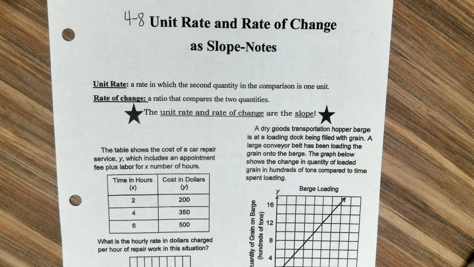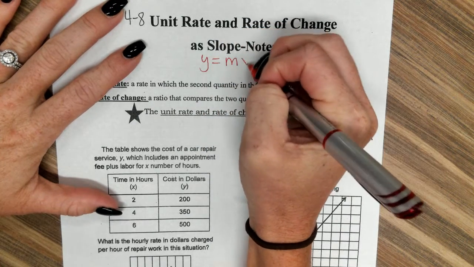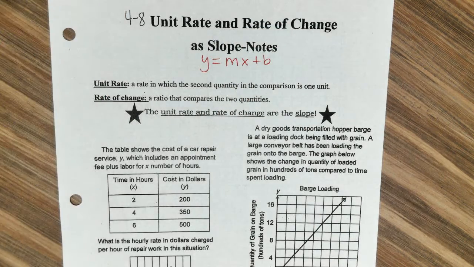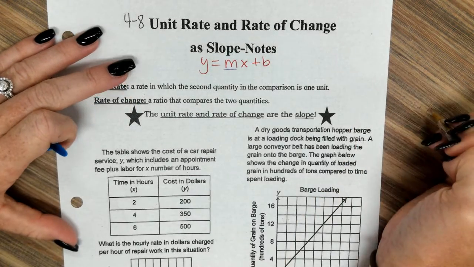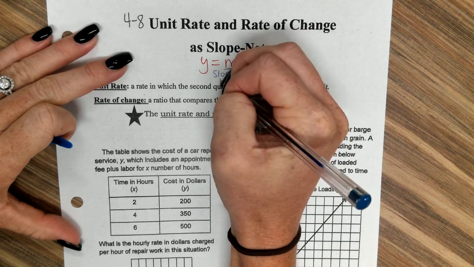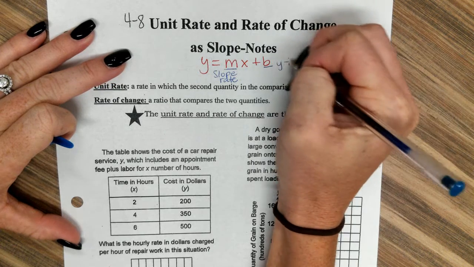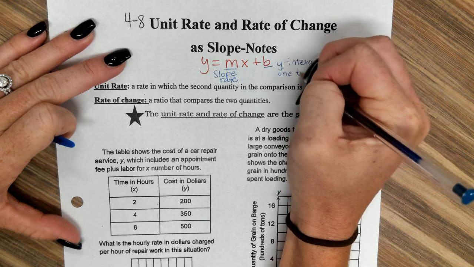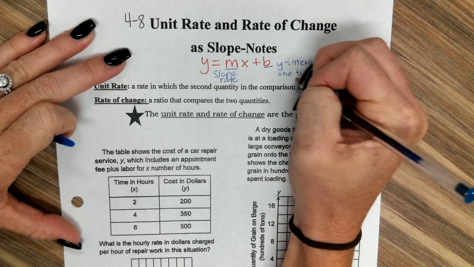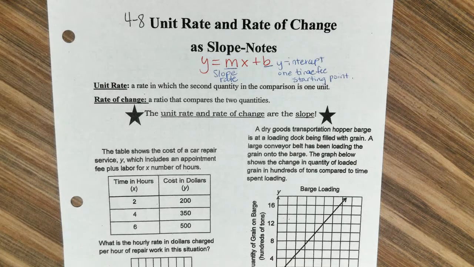Okay, so far we have learned, and if y'all would write at the top, y equals mx plus b. We have learned that the m is the slope, also known as rate. And the b is known as y-intercept, also known as starting point, also known as 1 time fee. So like I said, this lesson is not over anything new.